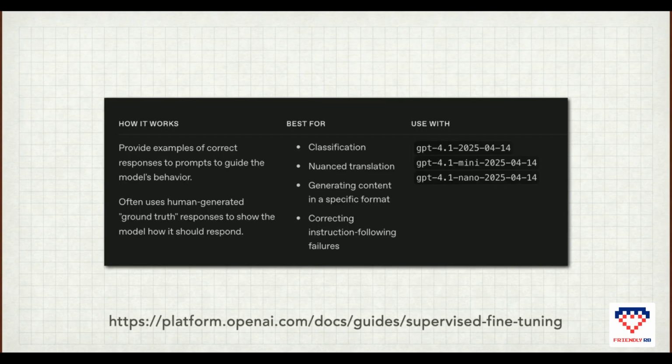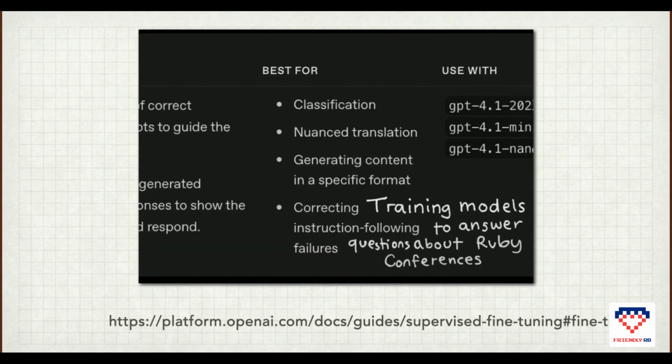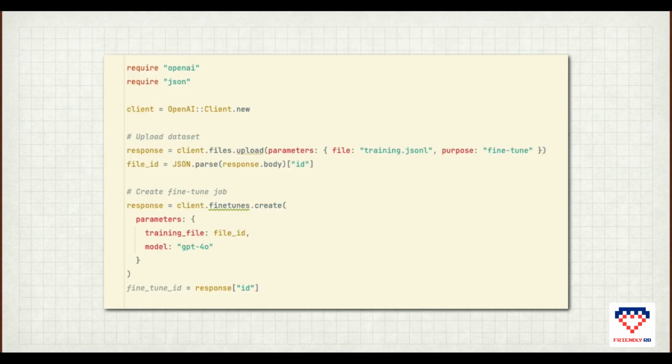They have this guide on supervised fine-tuning, which is best for classification, nuance translation, generating content. We can fine-tune this list to include training models to answer questions about Ruby conferences. And then we can actually do it. We can do it from Ruby, or from the OpenAI client.